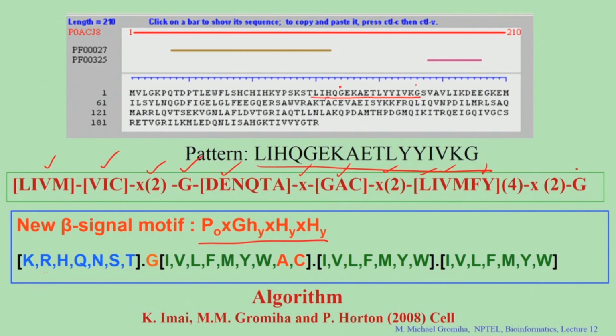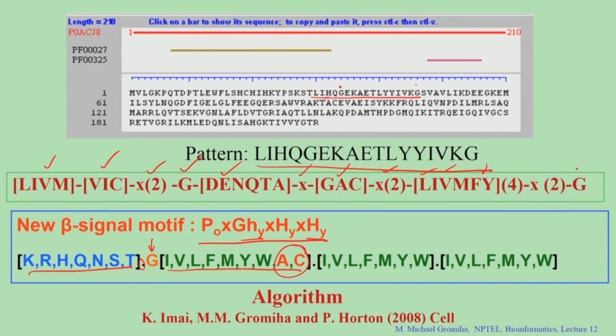Here PO means polar, so any polar residue, and here there is one X, so put X here, dot, and G, so G is conserved, and any hydrophobic residue is HY, and any X and hydrophobic here, and X and hydrophobic. There is a difference between the small hy and the capital HY. Small hy includes the small residues alanine and cysteine, but capital HY does not include this A and C.